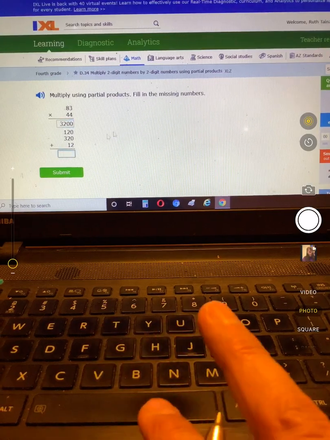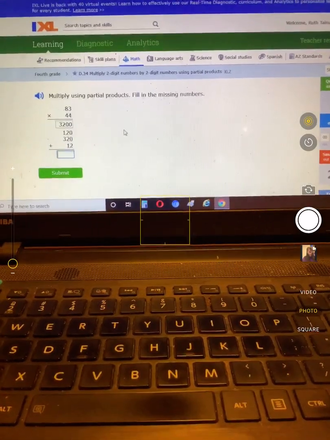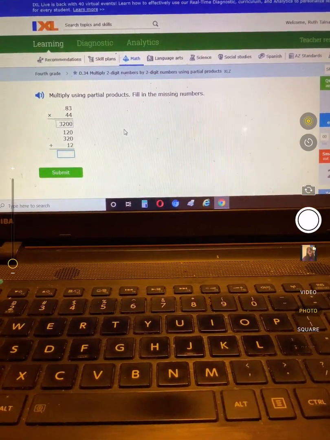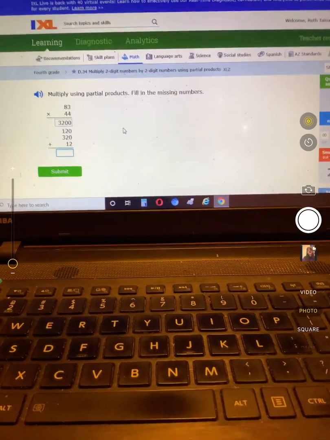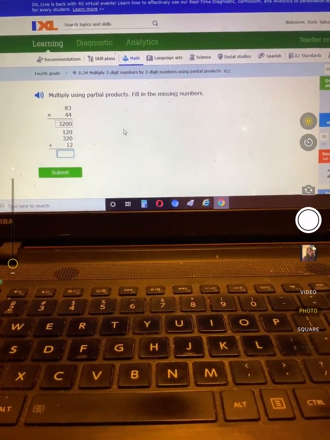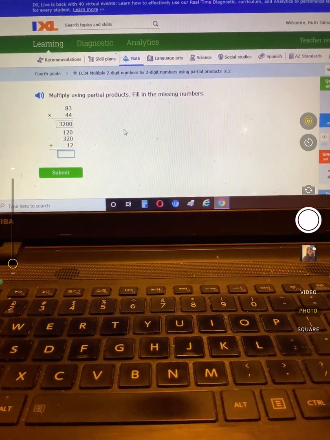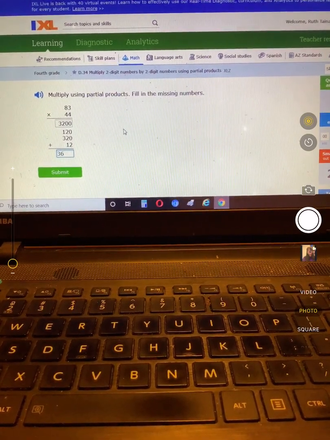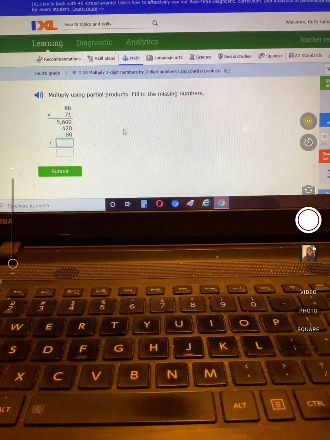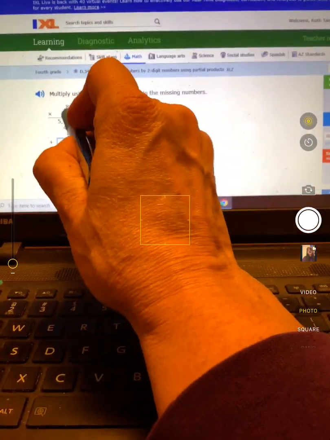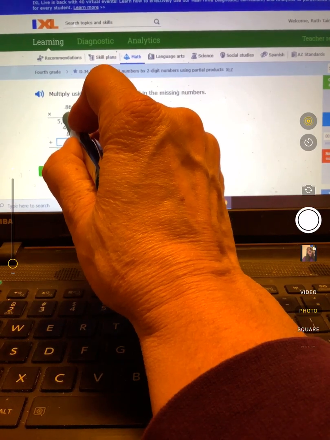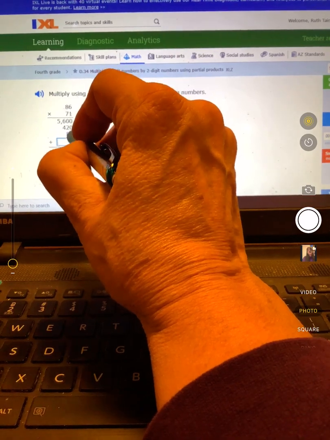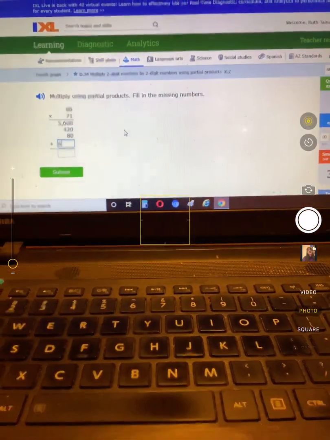Oh, I know that's not done. Sorry, guys. Okay, so I'll write this down on my paper. 3,200 plus 120 plus 320 plus 12. So I get 3,652. Okay, that's what you're doing. Now they multiplied the 8 is 70 times 80. They multiplied 70 times 6 and got 420. They did the 1 times 80 and got 80. And now 1 times 6 is 6.